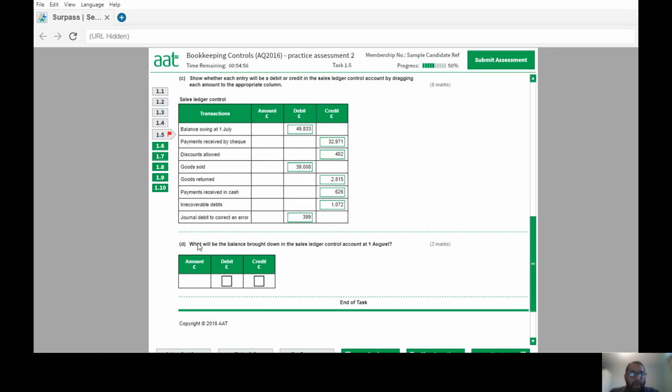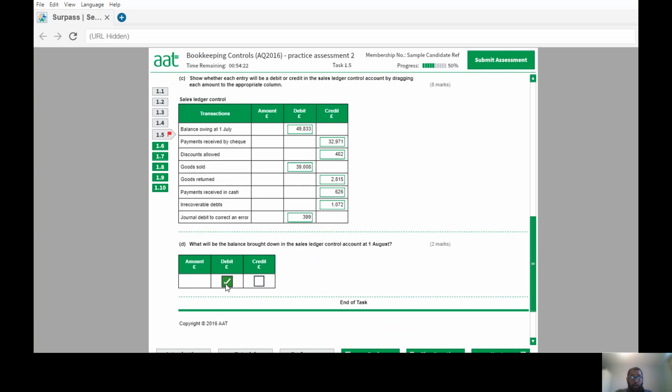Okay, now they're asking here, what will be the balance brought down in the sales ledger control account on 1st of August? So we have all your debits and we have all your credits. Then we have to look at it. What's your balance brought down? Balance brought down is the new balance on the 1st of August. So we know for a fact, unlike the VAT control account, the sales ledger control account will always have a balance brought down of a debit figure. Okay, so we can put that mark straight away. You don't even have to worry about thinking whether it's going to be a debit or credit.